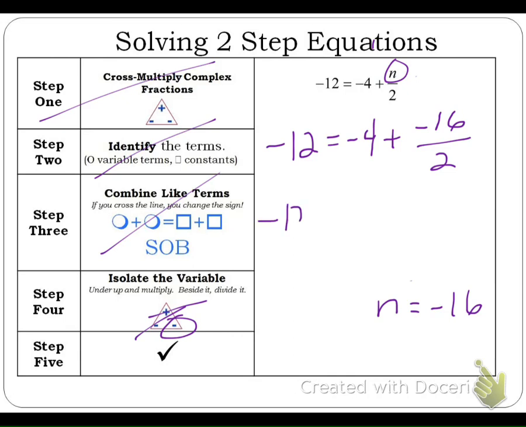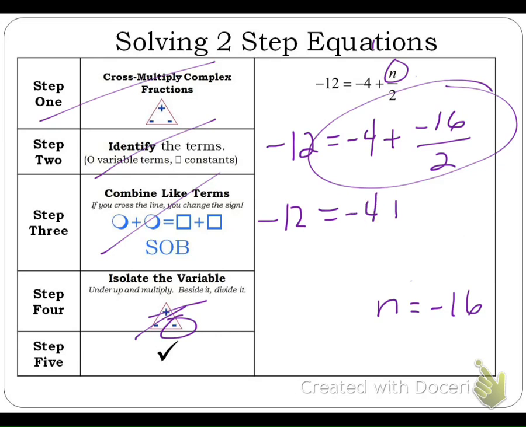Well, negative 12, there's nothing to simplify on that side of the equation. It just stays negative 12. We're hoping that the right-hand side of the equation is also equal to negative 12. We have to use our order of operations here because we have no variables. So let's please excuse my dear Aunt Sally. We have negative 4 plus negative 16 divided by 2, or over 2. So we have to do our division first.